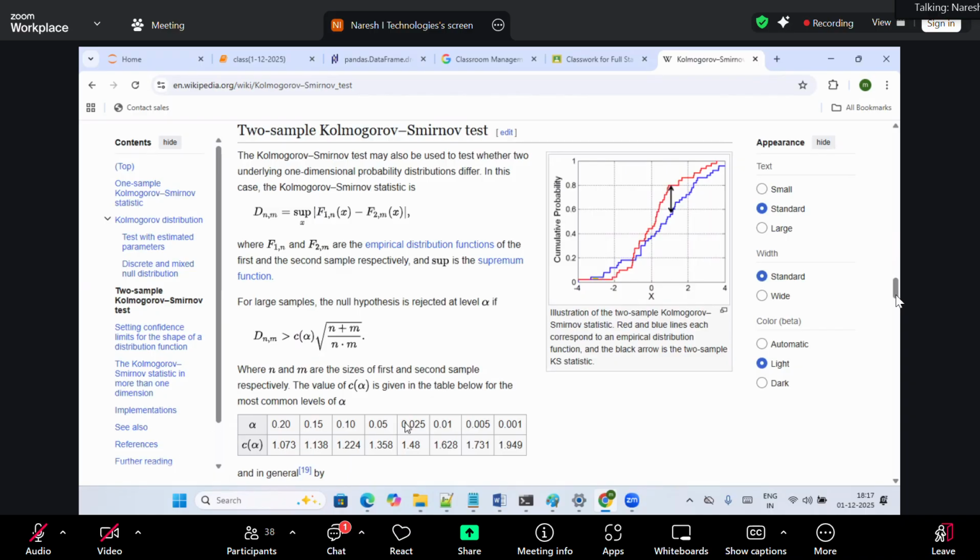So this is the level they have given, 20%, 15%, 10%. So if you are checking for the 5% significance level, this is the value of C alpha for you, right? So you are multiplying this value with this square root value. So if you are getting this one, then definitely your null hypothesis is getting rejected at the 5% level. Clear, guys?